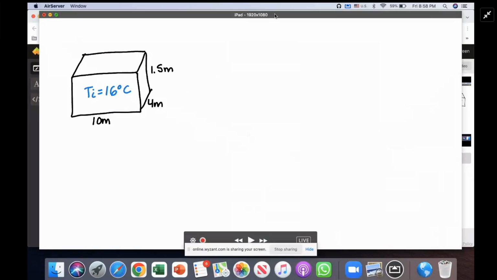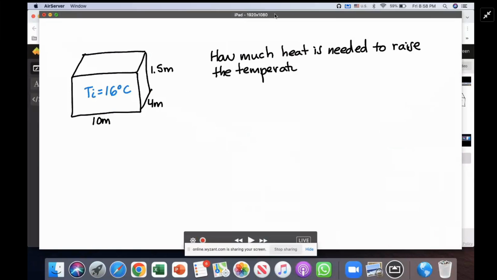And what we want to know is how much heat is needed. So let me write the question. How much heat is needed to raise the temperature of the pool to 32 degrees C? So let's make our pool nice and warm. Okay, so how much heat is needed?